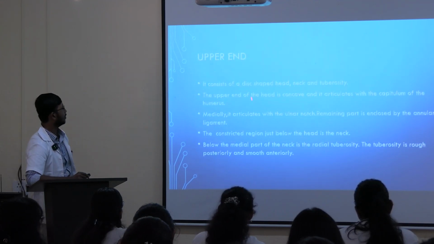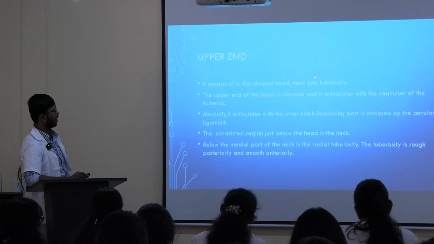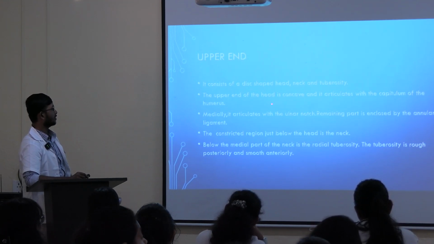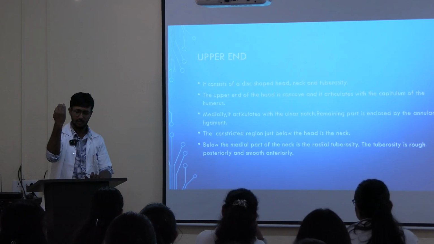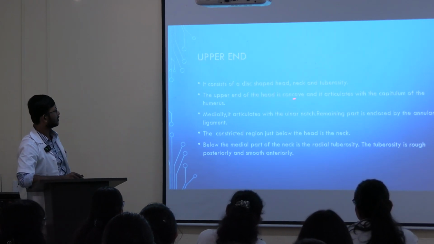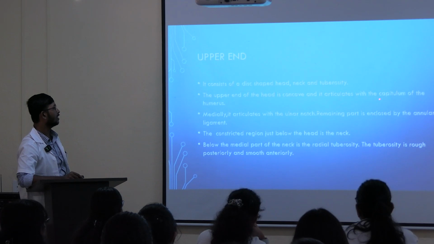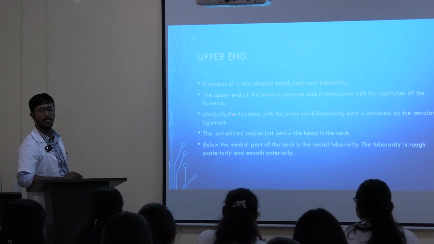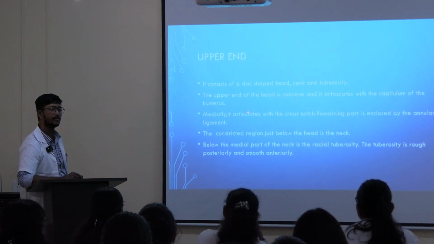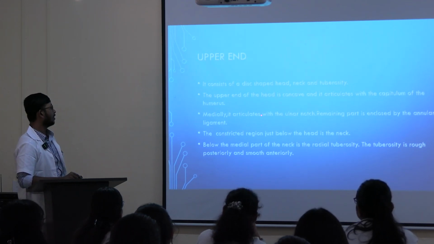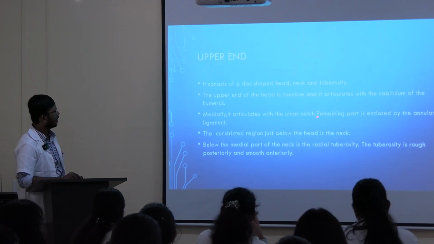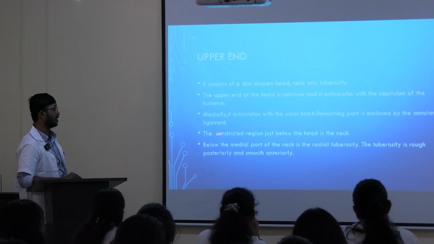Now coming to the upper end, I have told you that it consists of a disc-shaped head, neck, and tuberosity. The upper end of the head is concave. See, this is concave. Concave, you know? This is concave, this is convex. So the upper end of the head is concave and it articulates with the capitulum of the humerus. What is articulation? Joining of two bones. Medially, it articulates with the ulnar notch, and this forms the superior radioulnar joint. The remaining part is enclosed by the annular ligament. This ligament is very important. I will discuss this.